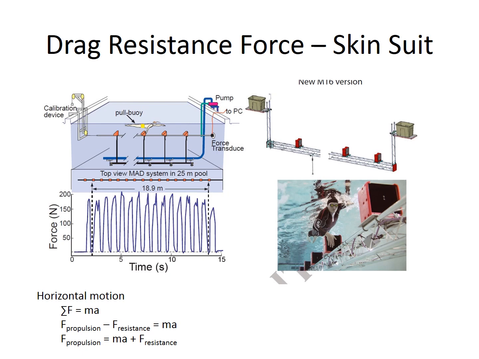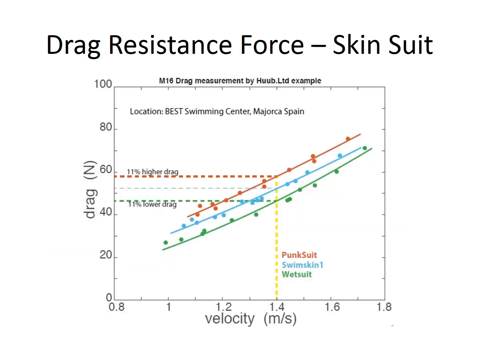Because we know there's two forces acting on the swimmer in the horizontal direction, propulsive and resistance, as long as we can measure one, we can know the other. Now the other term here that we do need to figure out is acceleration, but we can figure that out by knowing the timing of the swimmer going over each of these force platforms. So this is a neat way to measure drag resistance force during swimming.